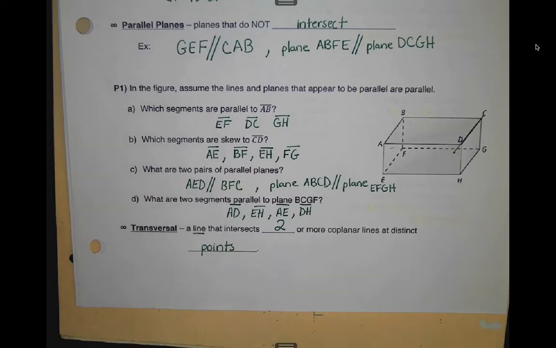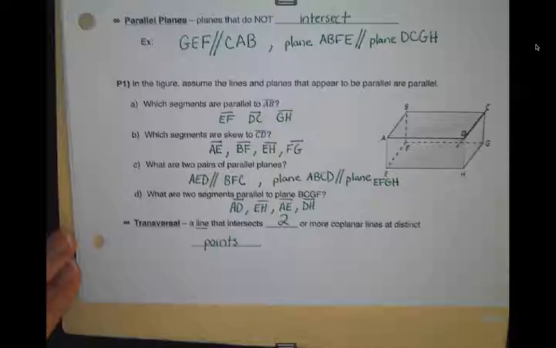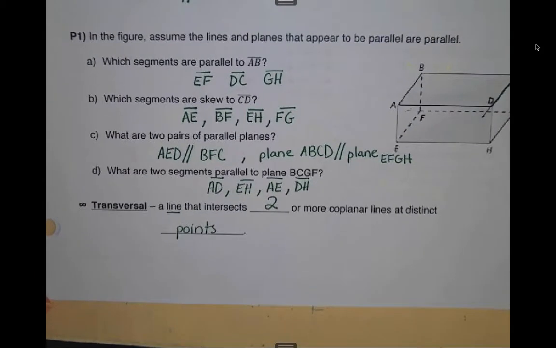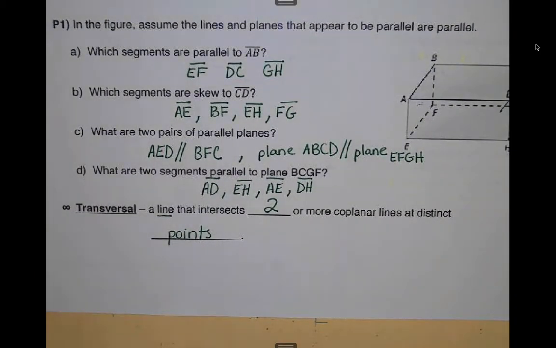All right, so kind of another topic that we're moving on to as we define this term at the bottom, and you can see I filled it in already. The term transversal. Transversal is going to be very important to us as we move on in the next lessons in Chapter 3 as well. It is a line that intersects two or more coplanar lines at distinct points.